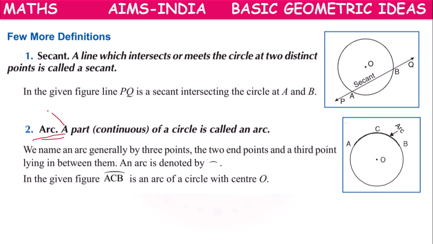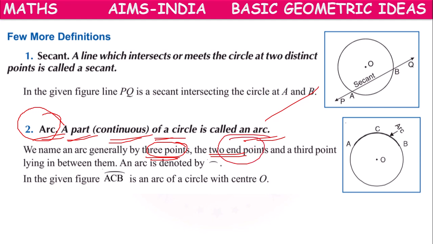Next we have one more definition called arc. Arc means a part or a continuous part of a circle is called an arc. Arc is generally named by 3 points.